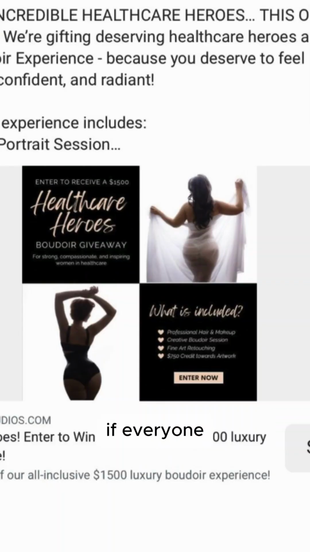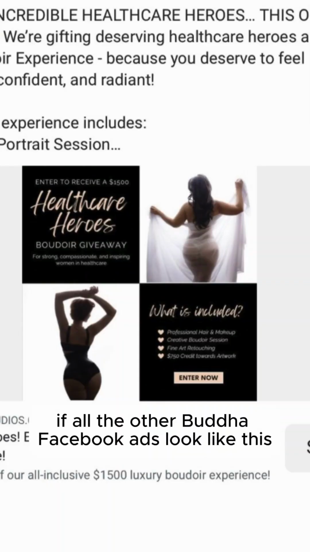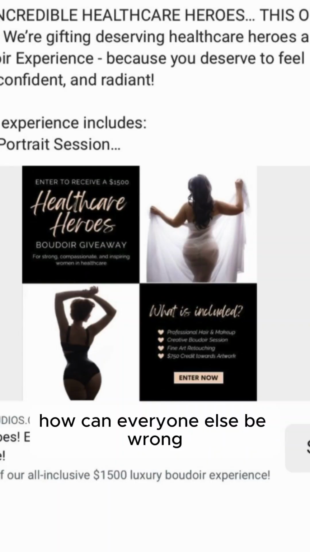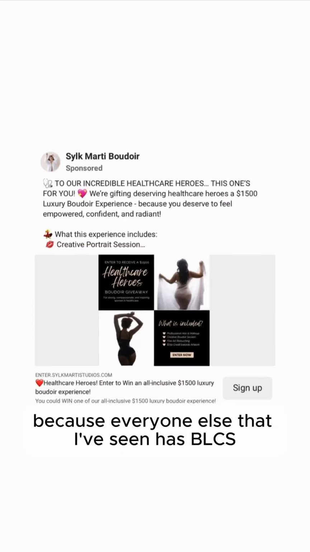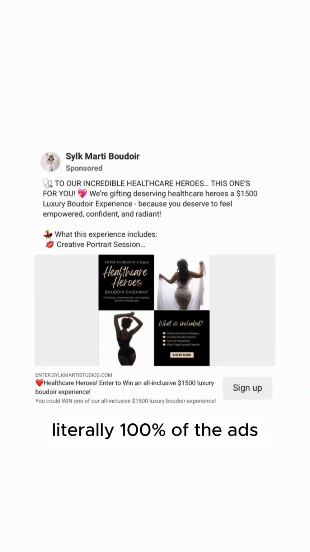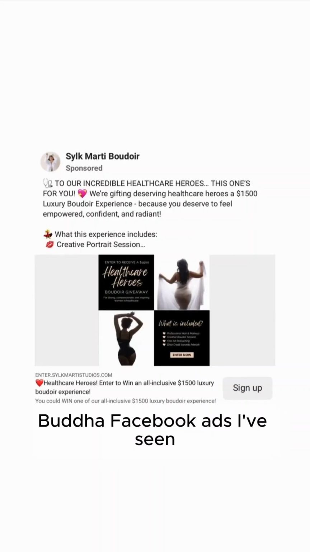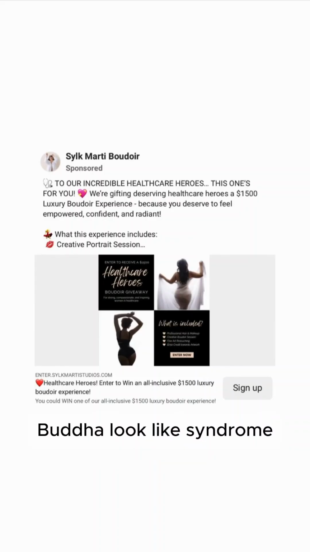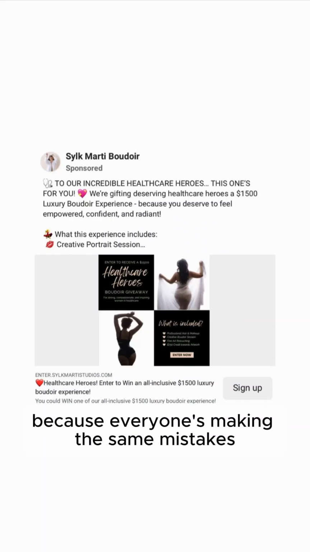And a common question is, well, if all the other boudoir Facebook ads look like this, how can everyone else be wrong? It's because everyone else that I've seen has BLCS. Literally 100% of the boudoir Facebook ads I've seen the back ends for have had BLCS, boudoir low click syndrome, because everyone's making the same mistakes.